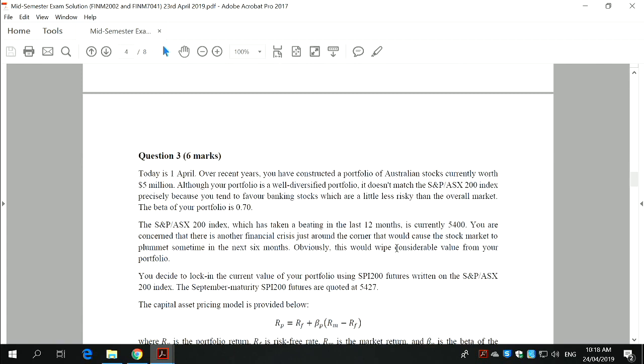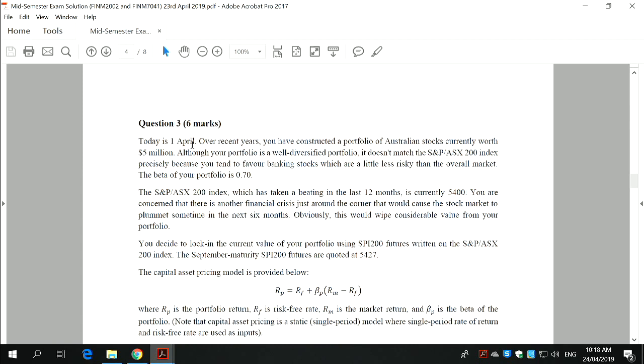I actually went through a similar question to question number 3 in week 2, towards the end of the workshop. So basically, this is a portfolio insurance question. The question says, today is 1st of April. Over recent years, you've constructed a portfolio that consists of Australian stocks, and it is currently worth $5 million. So asset under management in your portfolio is $5 million.